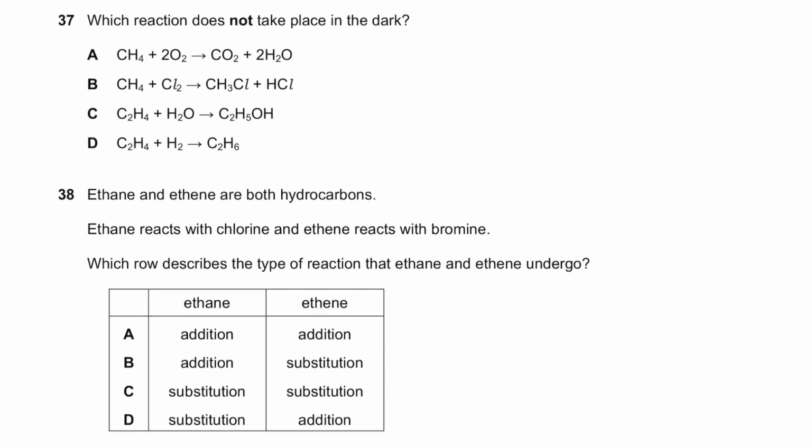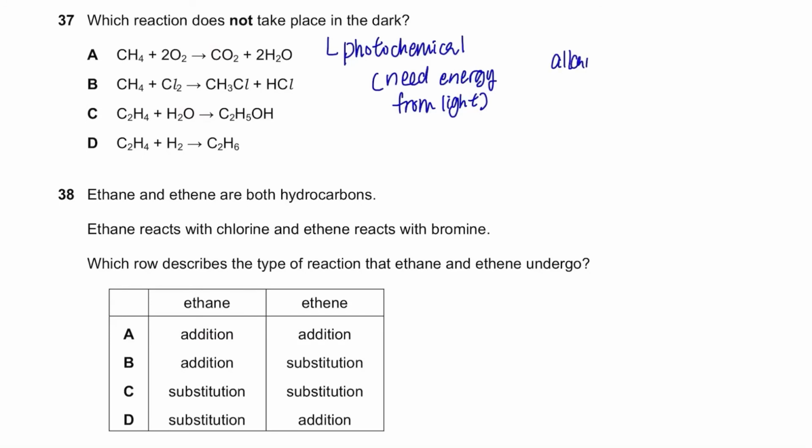Question 37. Which reaction does not take place in the dark? There are certain reactions that do not take place in the dark because they are photochemical reactions. They need energy from light to break off the bonds. One example in organic chemistry is the reaction between alkanes and chlorine. So from our options here, A and B involve alkanes, and we have chlorine at B, where it formed chloromethane and HCl, the perfect example of a photochemical reaction.